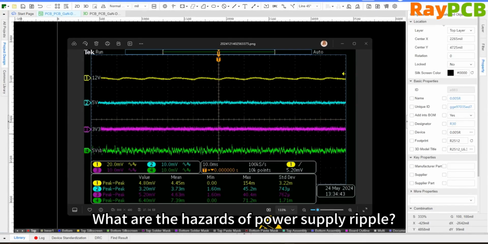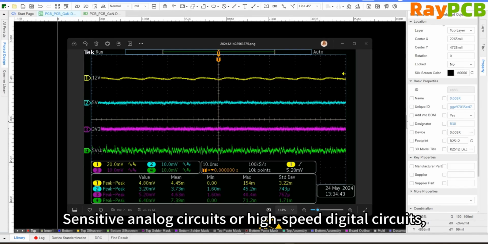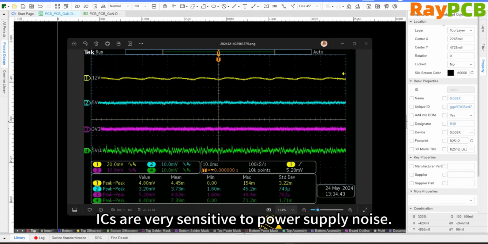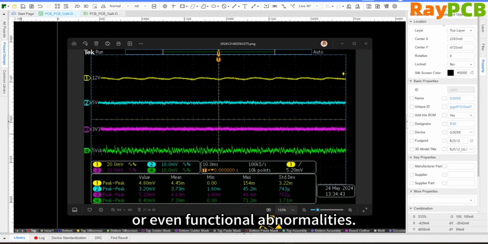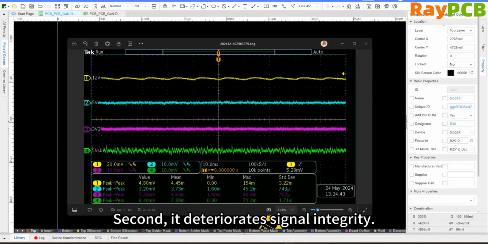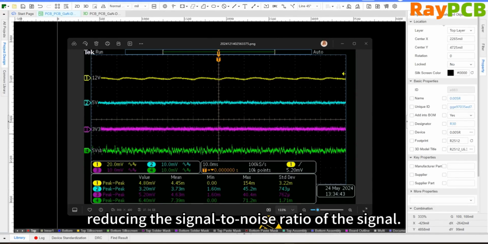What are the hazards of power supply ripple? First, it affects the normal operation of ICs. Sensitive analog circuits or high-speed input circuit ICs are very sensitive to power supply noise. Excessive ripple can lead to degraded performance or even malfunction. Second, it deteriorates signal integrity. Power supply ripple can couple onto signal lines as noise, reducing the signal-to-noise ratio.